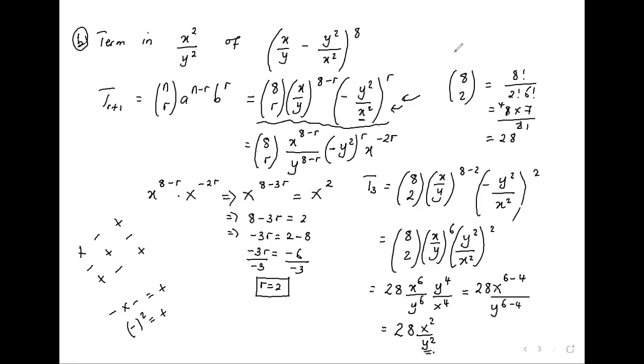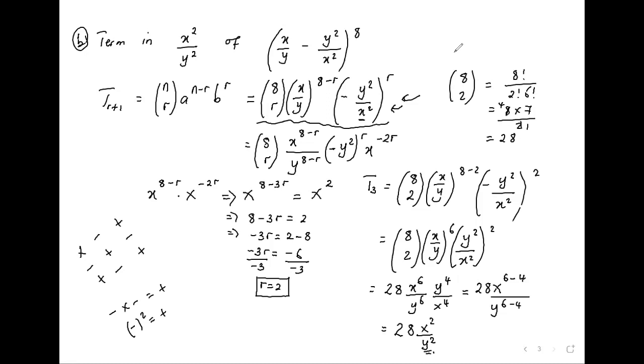Sir, hello. There on X to the power 8 minus 3r equal to X to the power 2. How did it happen? From there going down, or how we got to this point? How we got to that point, after the x power 2 part.